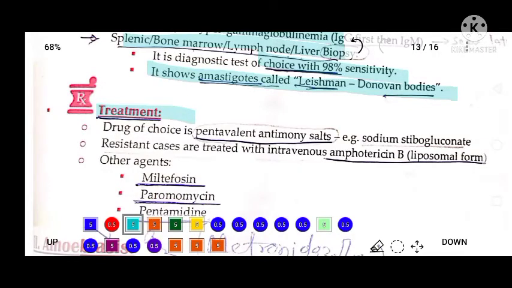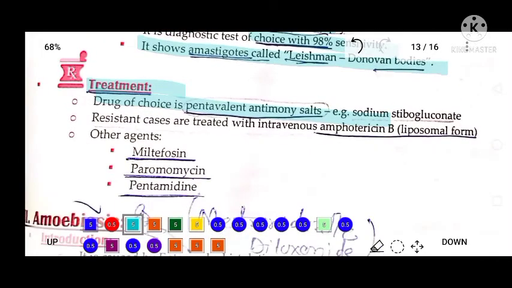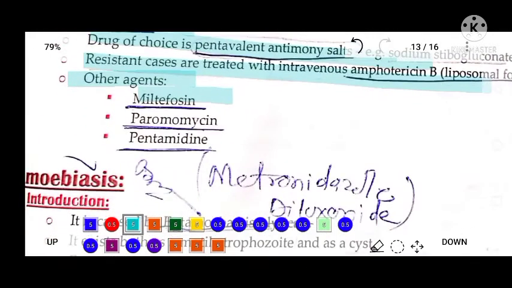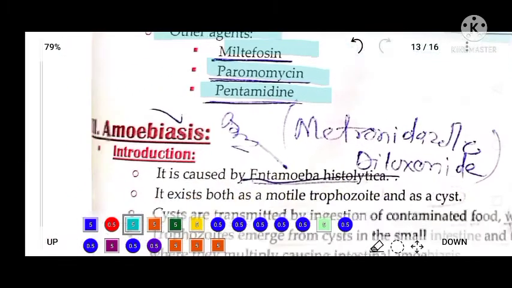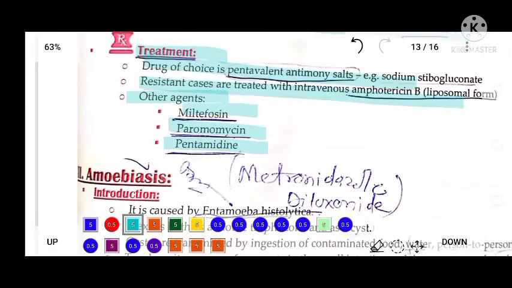So for the treatment of this disease, the drug of choice is antimony salts or sodium stibogluconate, and in resistant cases IV amphotericin B should be given. Other regimens are miltefosine and paromomycin or pentamidine. So in this way we can treat leishmaniasis.